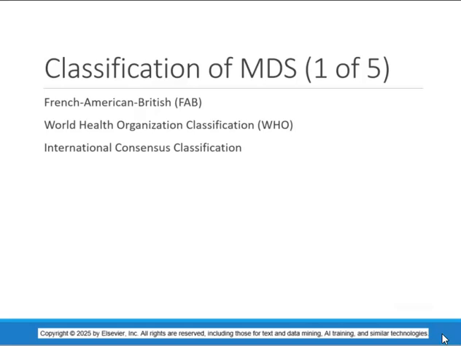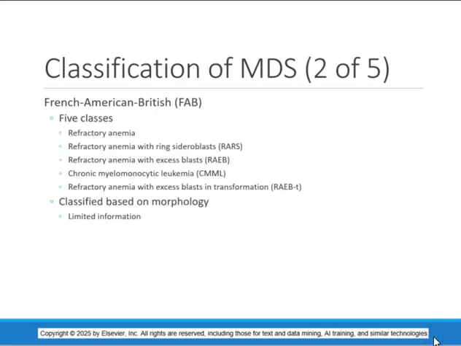Right? So we try to classify these, which is not easy. So there's FAB, WHO, and then there's an international consensus. In other words, you're trying to get all of it together to make it simple, which it is not. So the FAB, again, is for pure morphology. This is how we usually did it. We had what was called refractory anemia, RA, at that time. And then refractory anemia with ring sideroblasts, RARS. Then refractory anemia with excess blasts, RAEB. Chronic myelomonocytic leukemia. Refractory anemia with excess blasts in transformation.